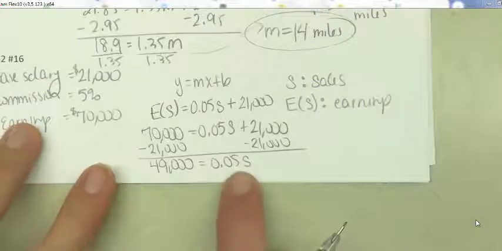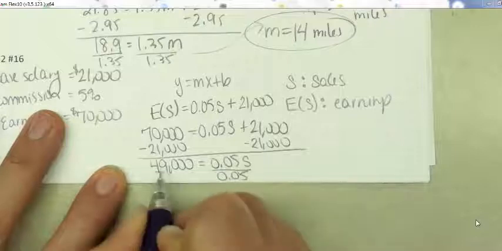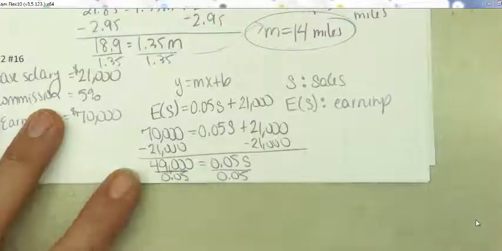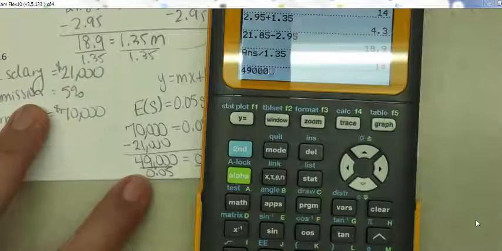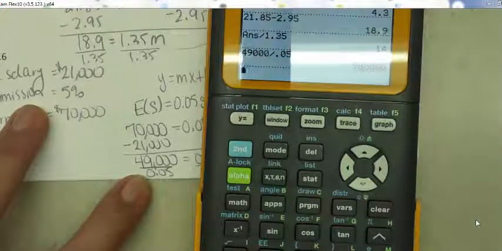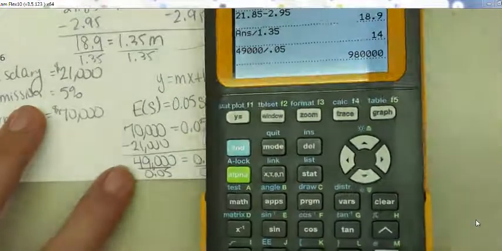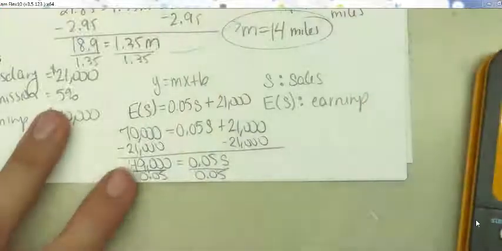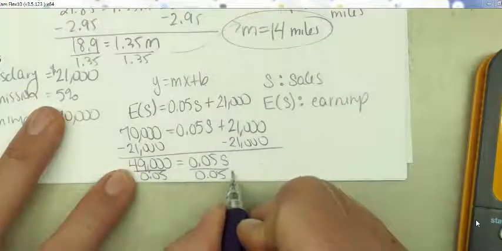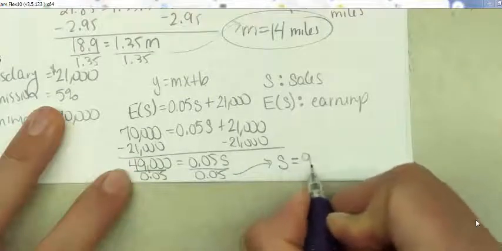And now I'm just going to go ahead and solve for S. So I'm going to divide by 0.05. That one I am going to get on my calculator for. So $980,000 worth of home sales. Now in this day and age, that's like a couple houses. That's not too bad. That could actually be one house. Who knows? Okay, so coming over here, I'm going to end up with S equaling $980,000.